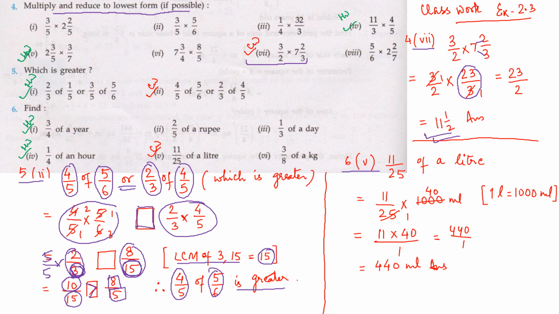Question number 6, the subpart 5th. You have to find 11 by 25 of a liter. A liter means 1 liter. 1 liter is equal to 1000 milliliter. So in place of liter, we will write 1000 milliliter. 11 by 25 into 1000. Now 25 ones are 25. 25 40s are 1000. So 11 into 40 by 1 is 440 by 1. So finally the answer will be 440 ml.